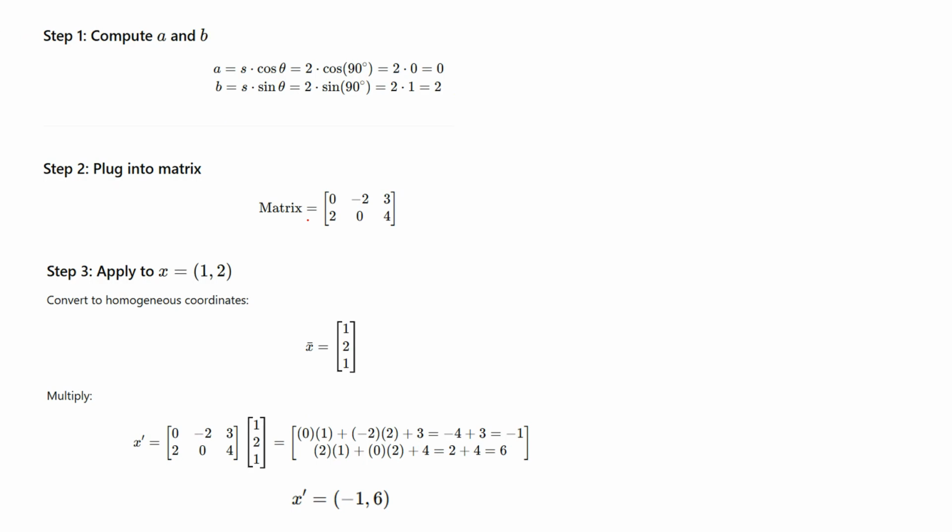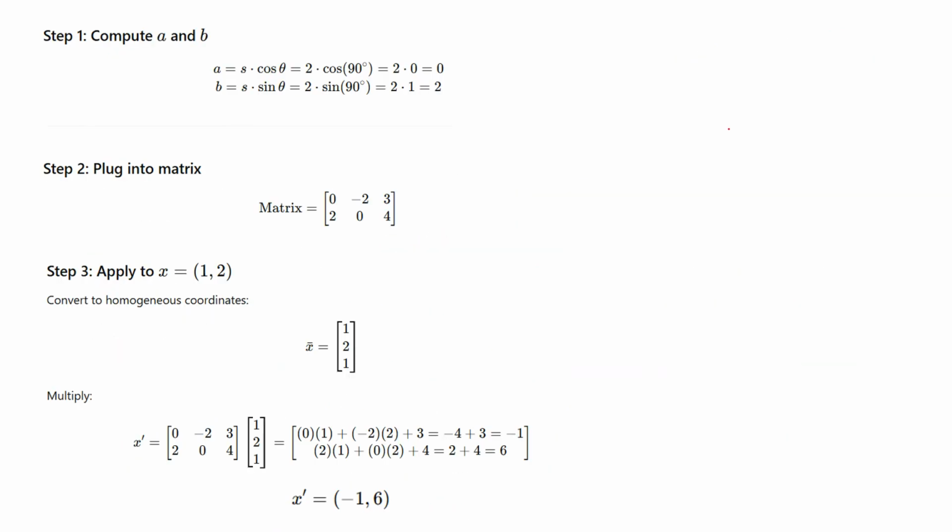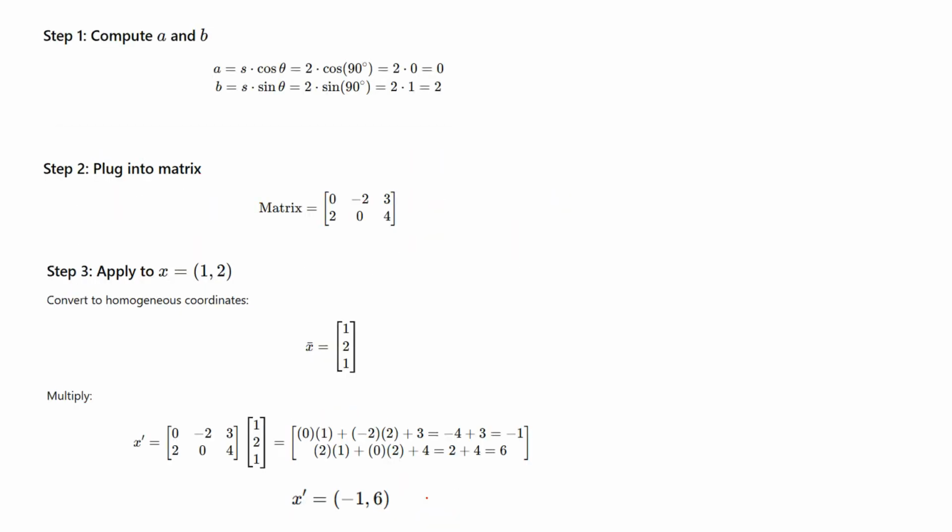We are going to apply this within the matrix. As per the matrix, A, minus B, B, A: A is 0, B is 2, minus B is minus 2. Again, we are representing A as 0. The translation value we have given is 3 and 4, right? So we have applied that in the matrix. X bar, we know in inhomogeneous form, is (1, 2). Converting to homogeneous coordinates, we get 1, 2 and 1. So we can perform the matrix multiplication, which gives minus 1 and 6.